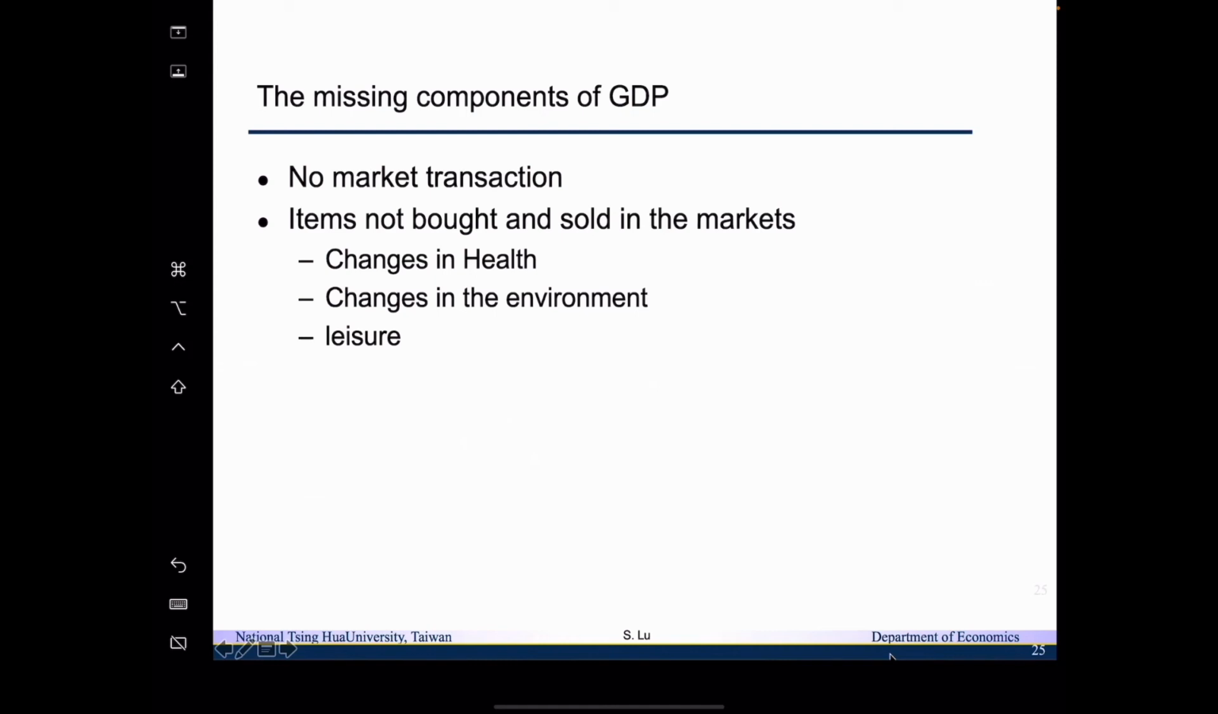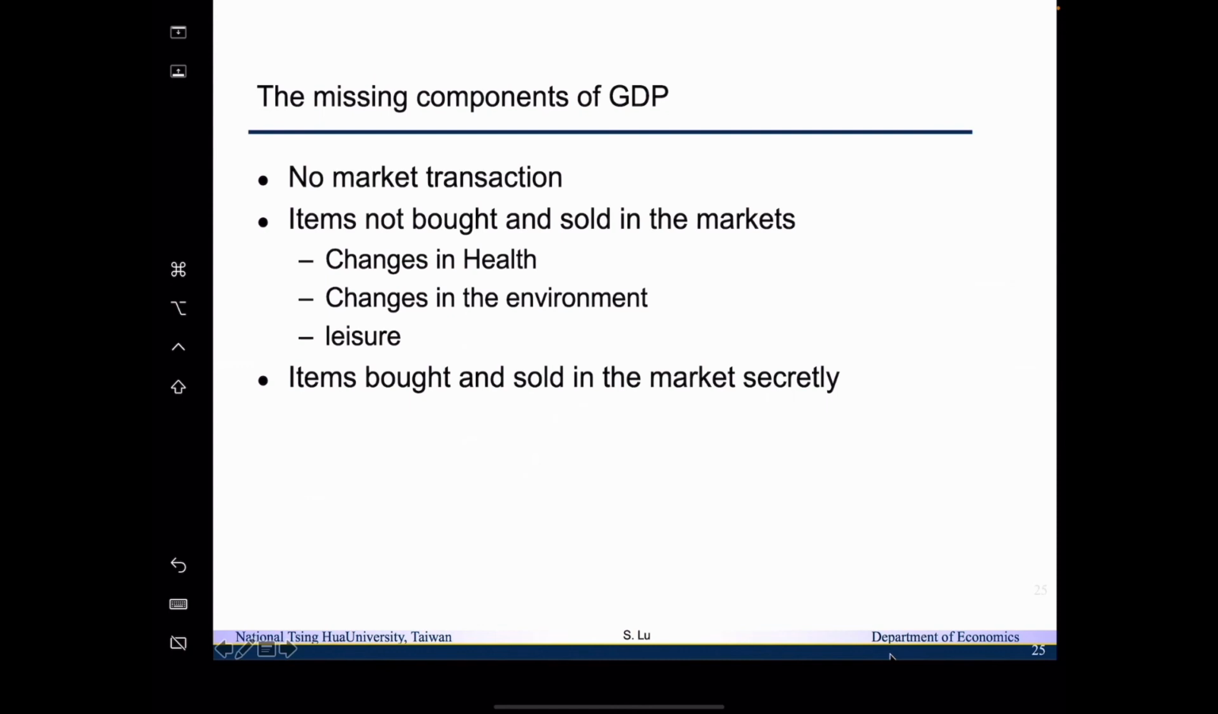Finally, the next one is about items bought and sold in the market secretly. The previous item was items not bought and sold in the market. The next type is items that are bought and sold in the market secretly. Once they are bought and sold secretly, the government statistics will not include them. So when a lot of goods are bought and sold secretly, the GDP computation will in fact underestimate the true value of product in the economy.